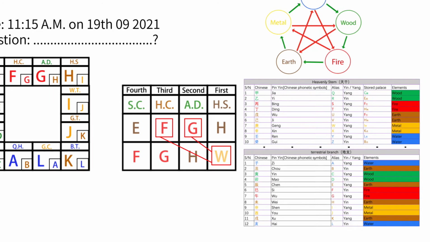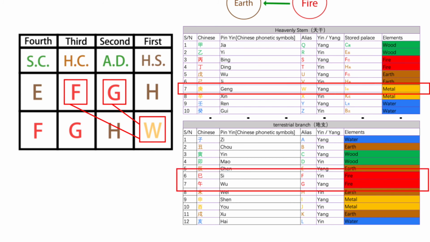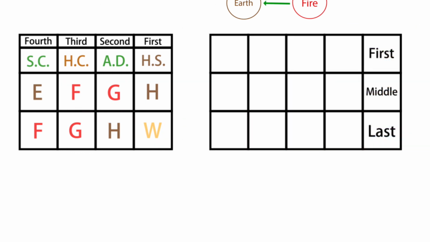First, we need to determine the yin or yang attribute of W. It is yang. Then we need to determine the yin or yang attribute of F and G. F's attribute is yin, G's attribute is yang. G's yin or yang attribute and W's yin or yang attribute are both yang. So we take G as the first transmission for this course.